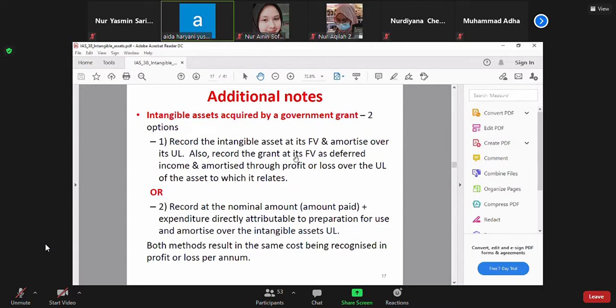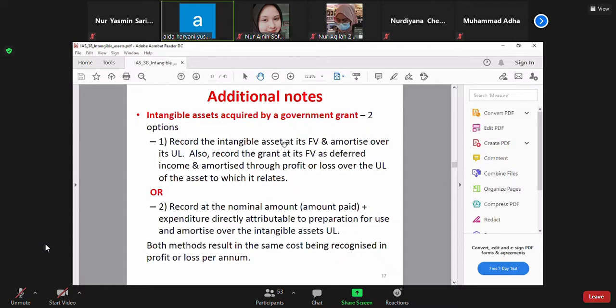Also record the grant at its fair value as deferred income and amortize through profit or loss over the useful life of the asset to which it relates. Yang ni I'm quite sure you are very familiar with it. Am I right? This is under IAS 20 if I'm not mistaken. Okay, 20 or 23. I tak ingat, borrowing cost 23 kot kan. Do you understand about this one? You understand class? Yang ni kita dah buat dah banyak kali. The latest we did is on the last 2 weeks on the government grant.